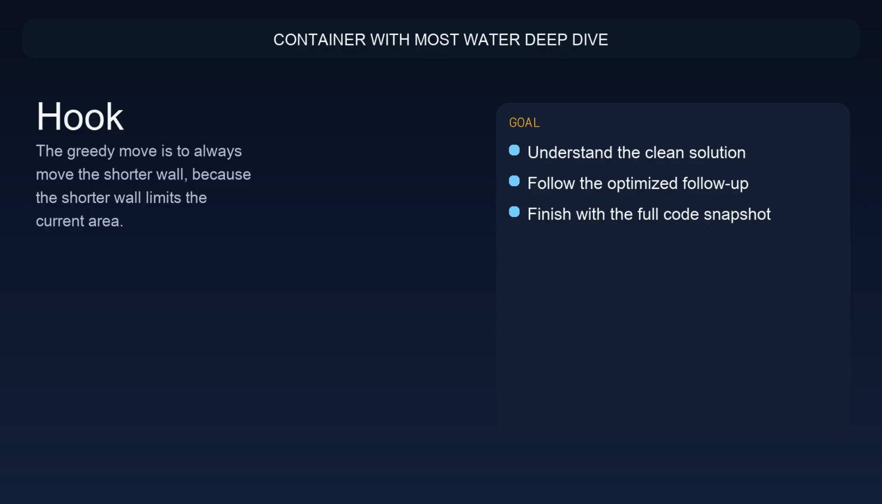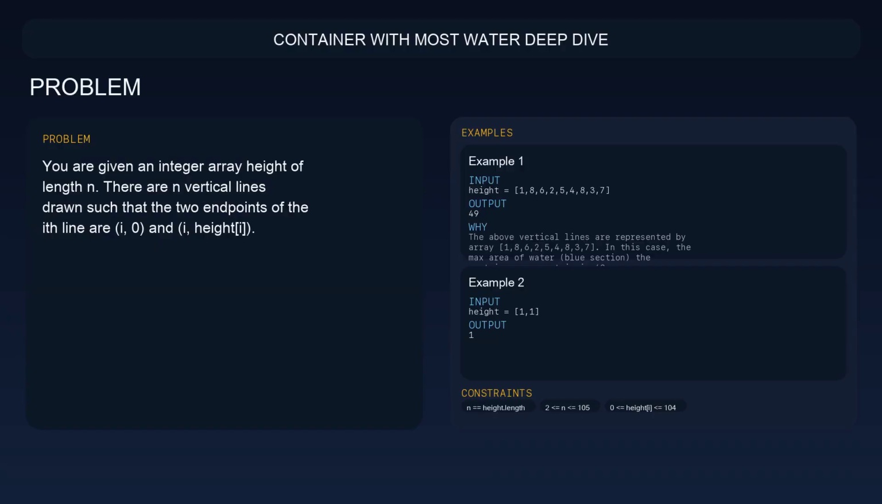Container With Most Water looks quadratic at first, but one greedy rule gives us a linear solution. Move the shorter wall inward. We need the two lines that maximize width times the shorter of the two heights.